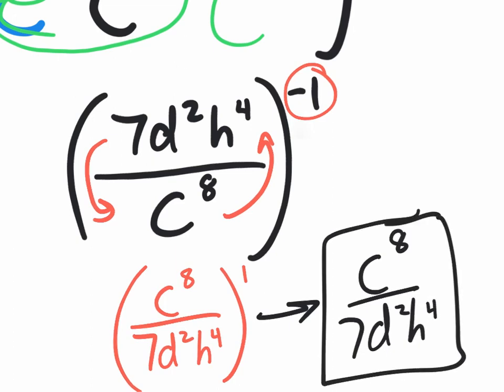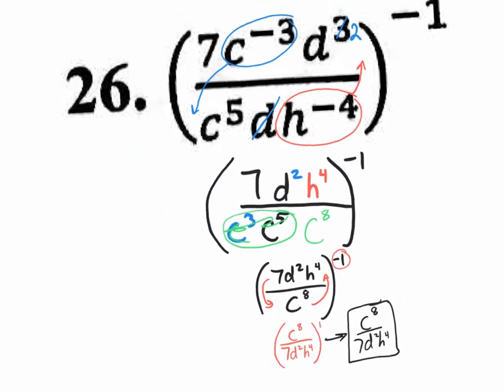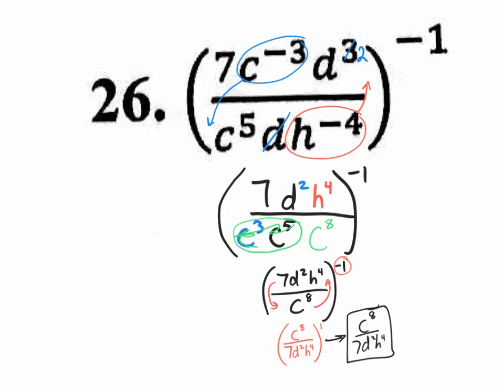That's your answer. Now, did you have to do it this way? Heck no. There's like 15, 20 different ways you could have done this. You could have applied different rules first, but you should end up with the same exact answer, c to the 8th over 7d squared h to the 4th.